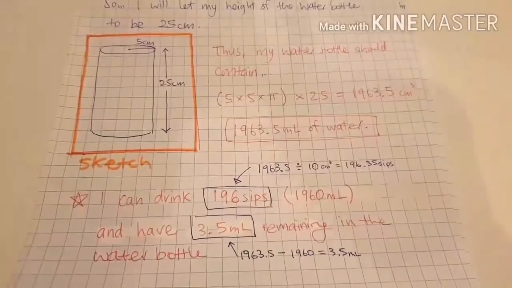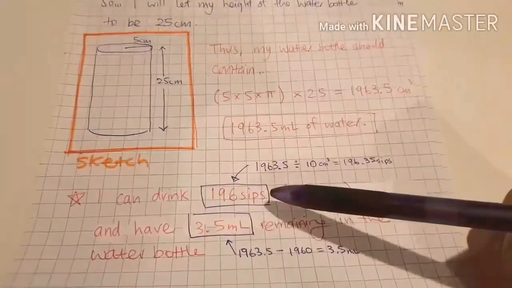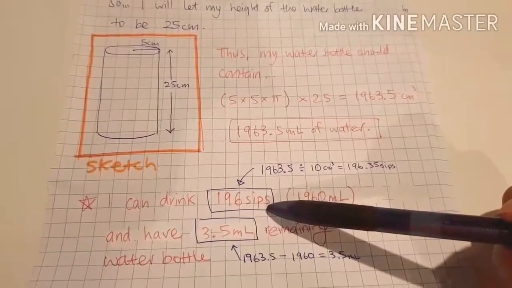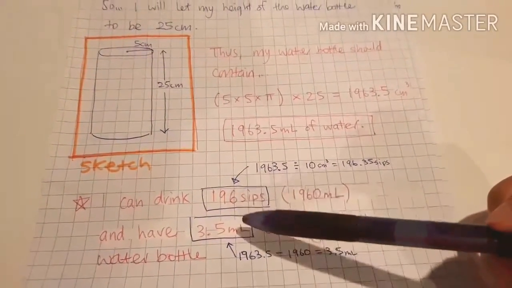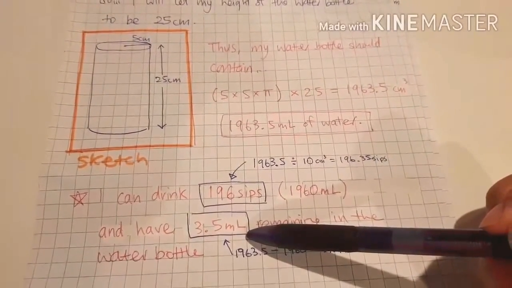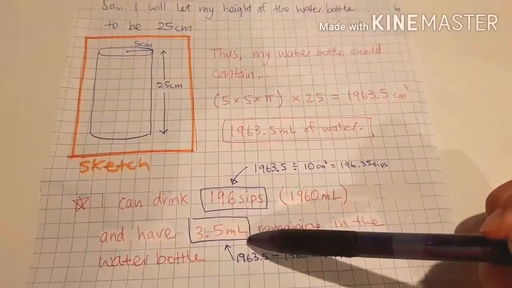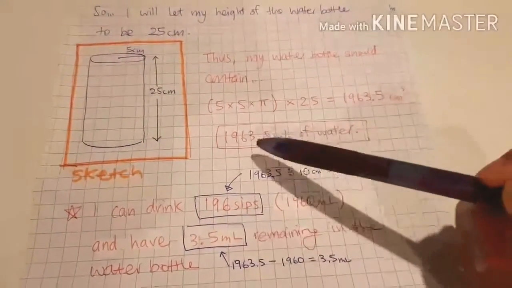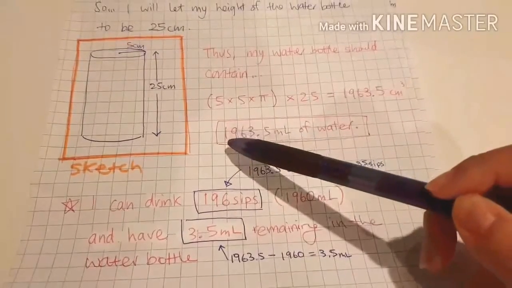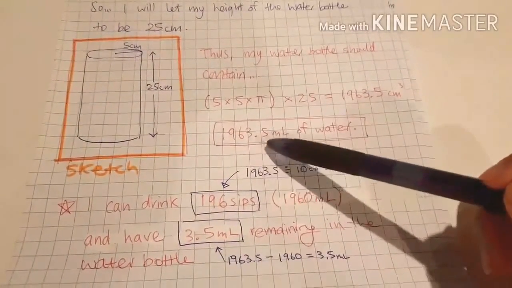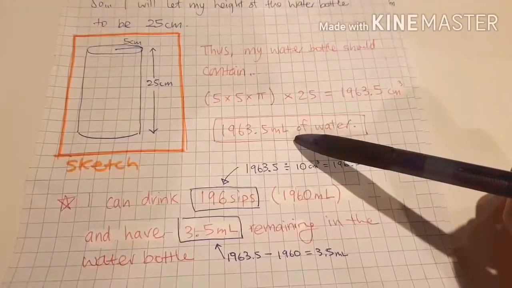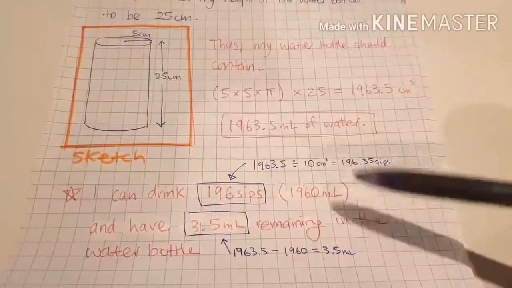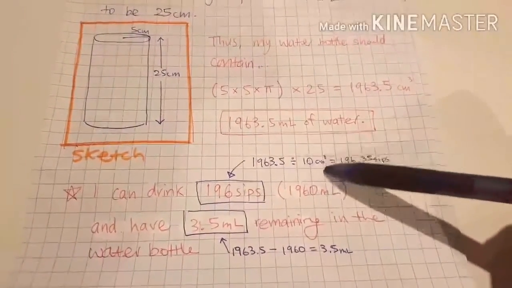Okay, so in order to get excellence, you should be able to tell me how many sips you can drink from your water bottle that you designed, and how many milliliters of water will be remaining after taking a certain amount of sips. So for example, my volume I already calculated to be 1963.5 milliliters of water. And in the question it says one sip would take 10 cubic centimeters, 10 milliliters.